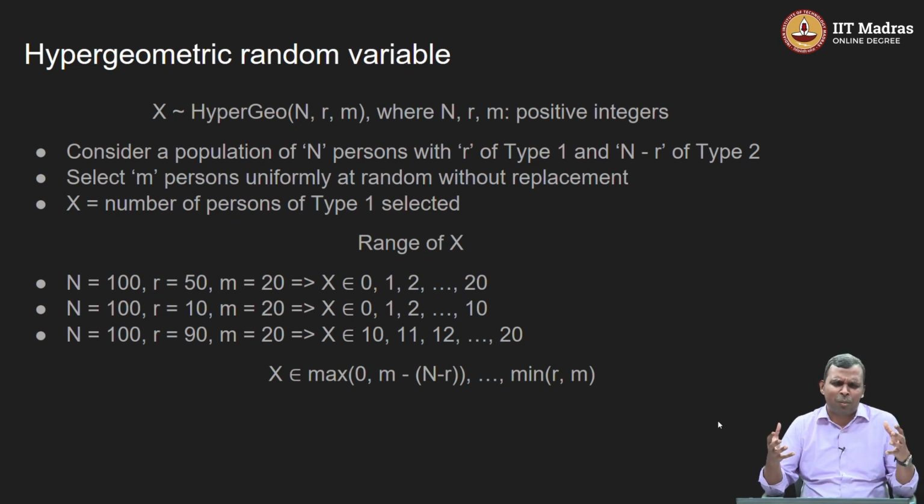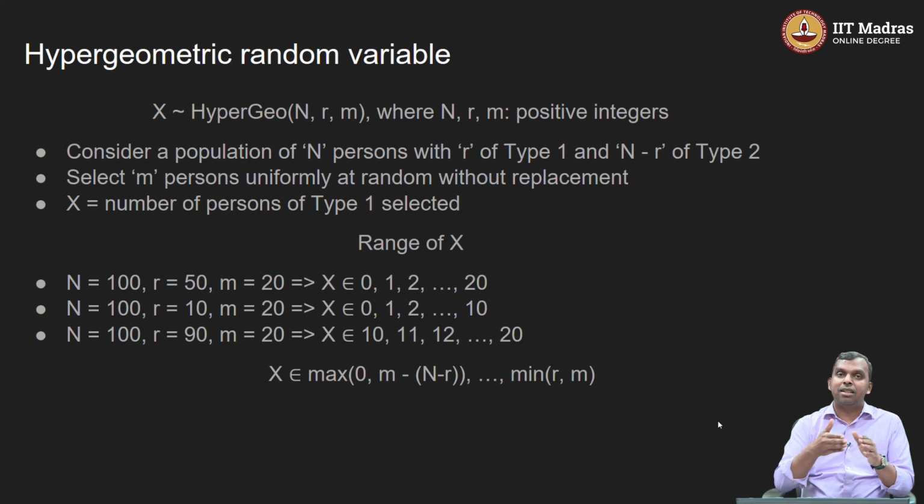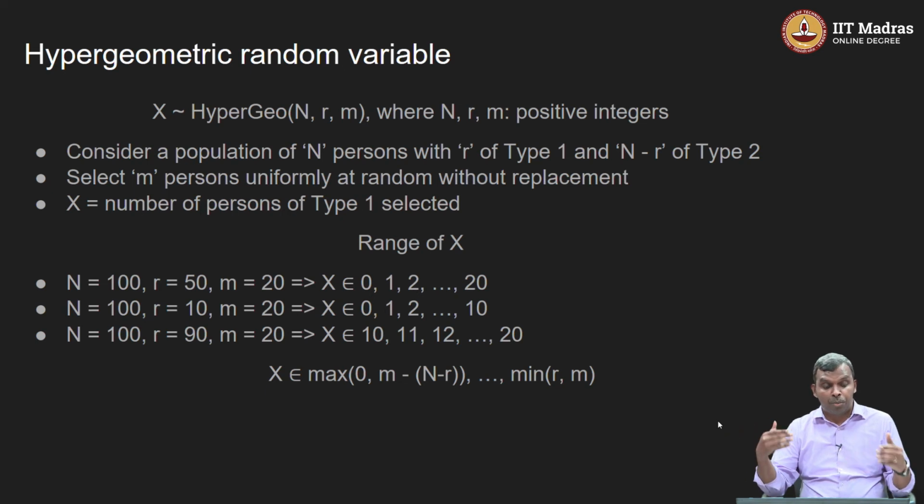It seems a bit complicated, but you can see why it is very, very useful, right? Imagine the disease incidence example that we saw. Type 1 could be people with the disease, type 2 is people without the disease. When you pick m samples uniformly at random, one after the other without replacement, that's what you do when you're sampling. You select people and test them for the disease. And this X is the number of type 1 people selected. So this distribution is very important in practice when you sample.